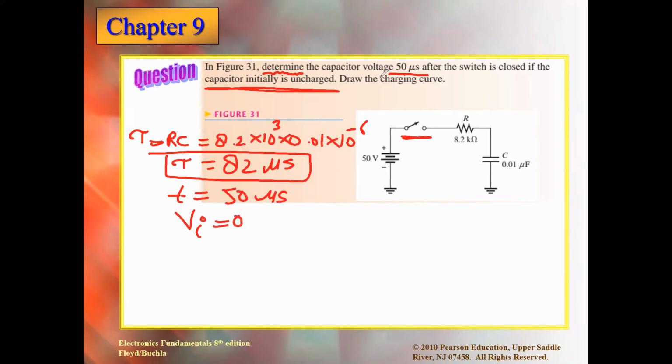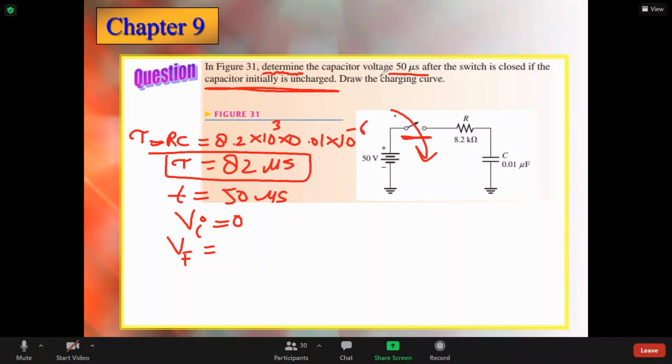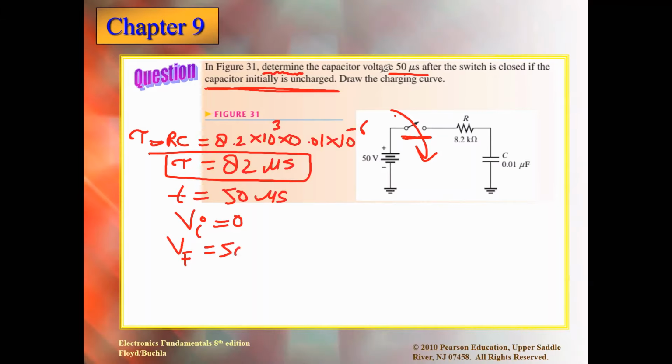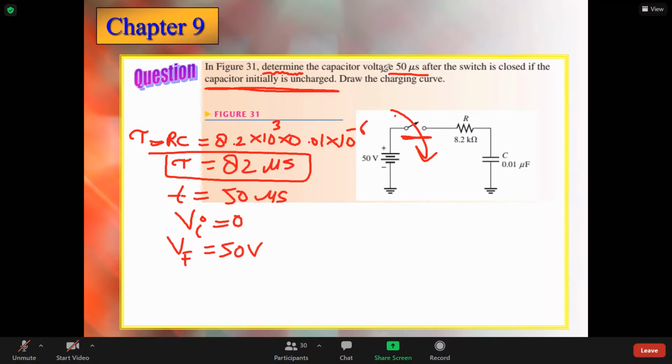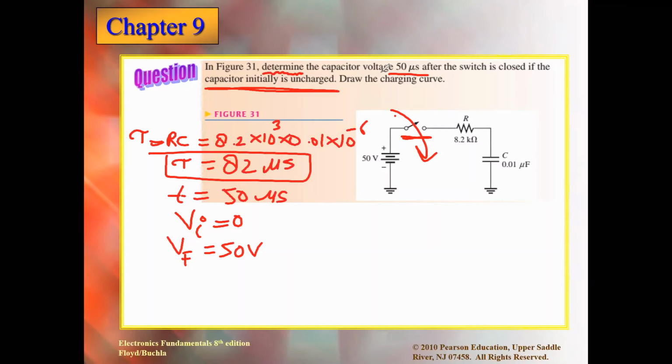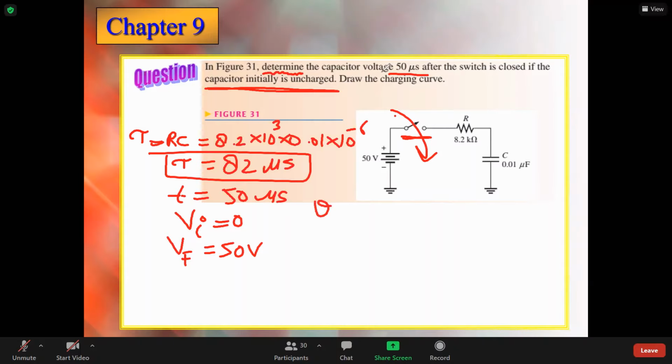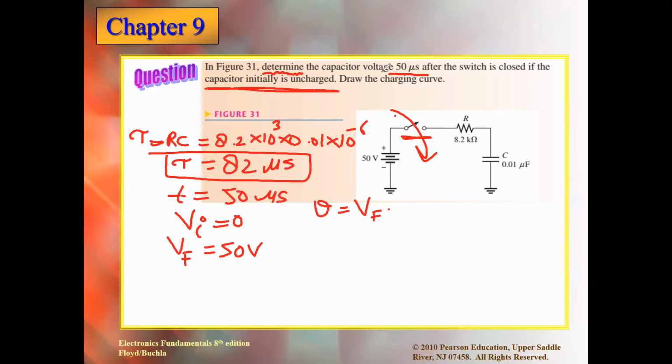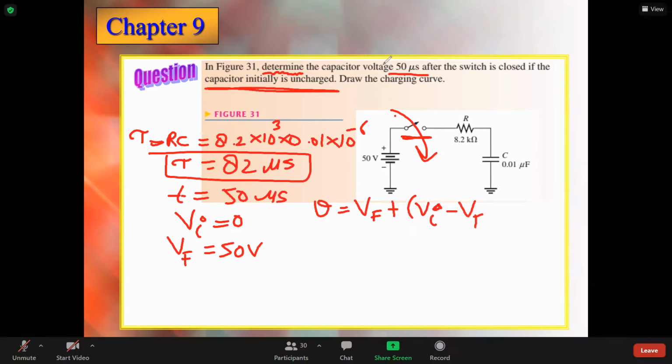Now, can you tell me, when I close this switch, what will be the final value the capacitor can charge to? Vf. Yes, correct. It is the maximum value that it can charge to. It is the 50, yani the source which we are applying here. So these are the things which are given to me. Now it is time to apply the instantaneous equation. V is equal to Vf plus Vi minus Vf e raised to power minus T over tau, or T over RC. That is the same thing.